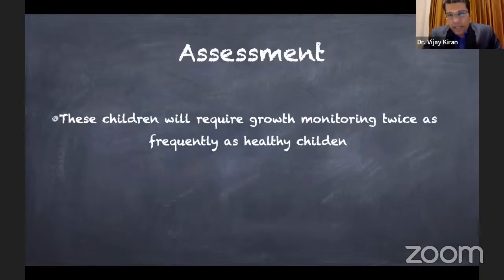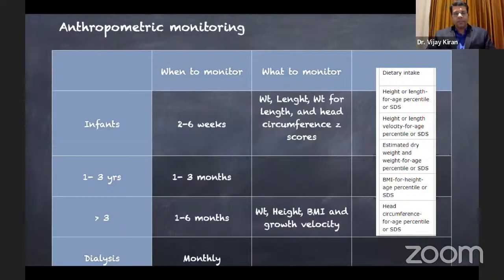So these children require more frequent assessment. If a normal 2-year-old requires a certain assessment, these children should be subjected to twice the amount of assessment. So what are the things which we look for? We look for, in infants, monitoring every 2 to 6 weeks. So what do we monitor?